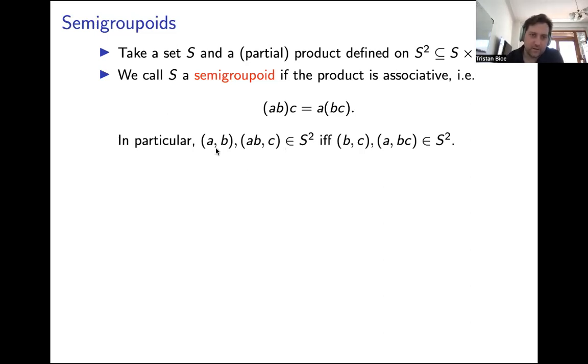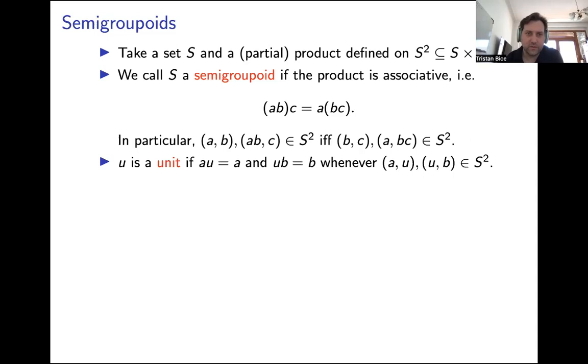So in particular, the pair AB is in S2, and the pair consisting of the product AB and the element C is also in S2. That's telling you precisely that the left-hand side is defined. And likewise, this is telling you that the right-hand side is defined. So if the left is defined, then the right is defined, but then of course they still have to be equal in that case. So that's what I'm going to call a semi-groupoid. Some people call these partial semi-groups, and people also call them semi-categories, although semi-categories usually are slightly more restricted. But in this course, we'll just call them semi-groupoids.